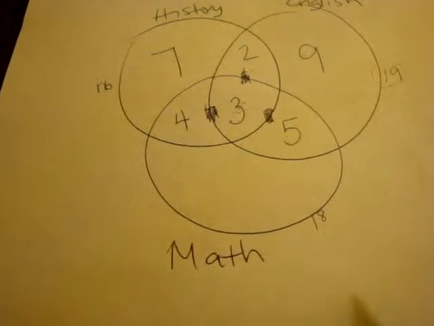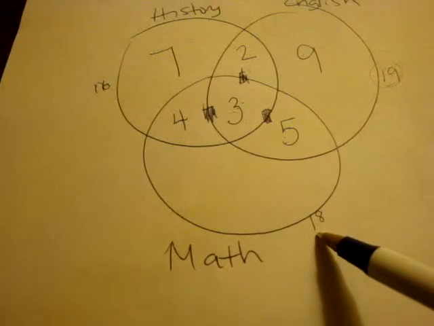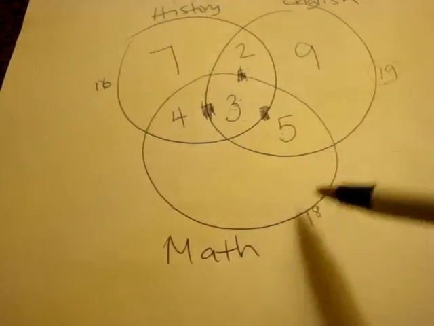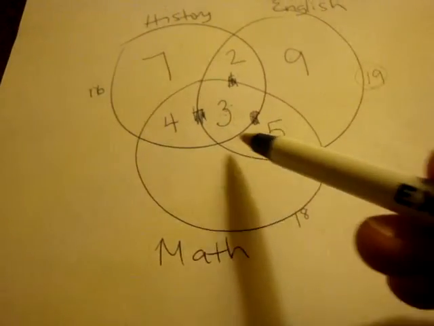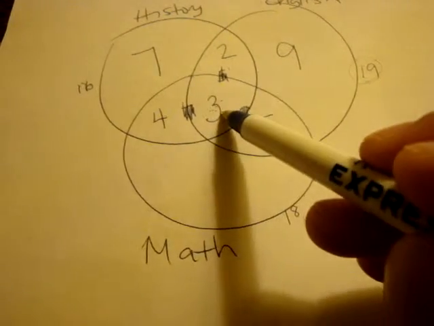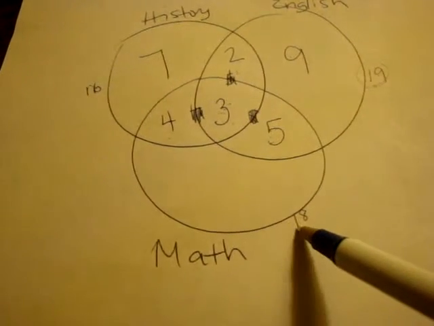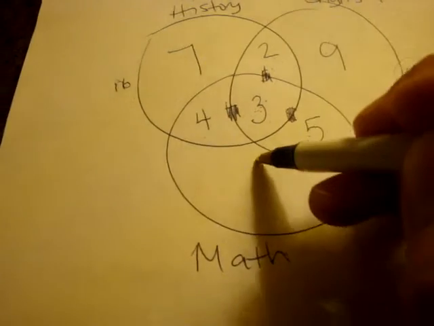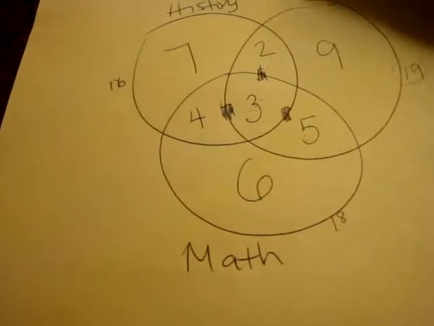My last section I need to figure out, it says math had 18 total students. I had 5, 3, and 4. These are all within my math circle. So 5 plus 4 is 9, plus 3 more is 12, and I have to get up to 18. 12 plus what gives me 18? I know that's a 6, so I have 6 students here.